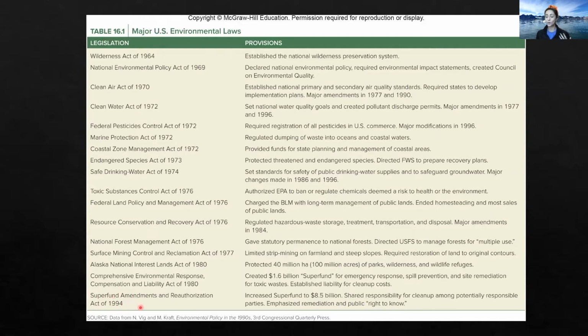And we discussed what those Superfund sites were last week or the week before last, and how the increased funding to these Superfund sites help clean up hazardous waste. So please take a look at this table and be sure to understand what the legislation is and then the major provisions laid out in that legislation. So now we're going to watch a video that will help us understand environmental policy.